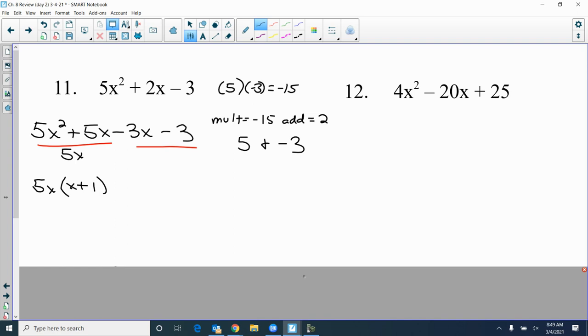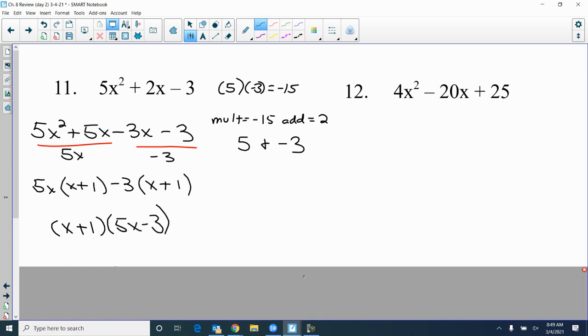All right, what's my GCF for the next one, Josh? -3. And now when you divide by -3, what's it give you? x plus 1. Okay, good. This is the one where sometimes I see mistakes. You got to make sure you divide by -3 because -3 divided by -3 gives you +1. So I get x plus 1 times 5x minus 3.